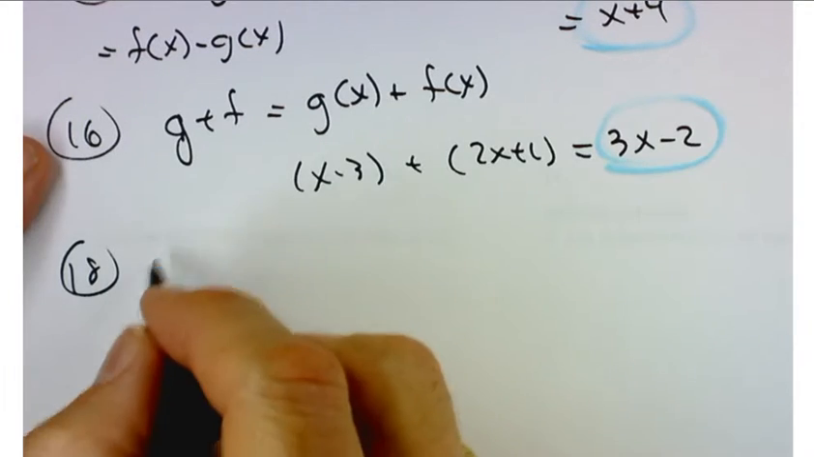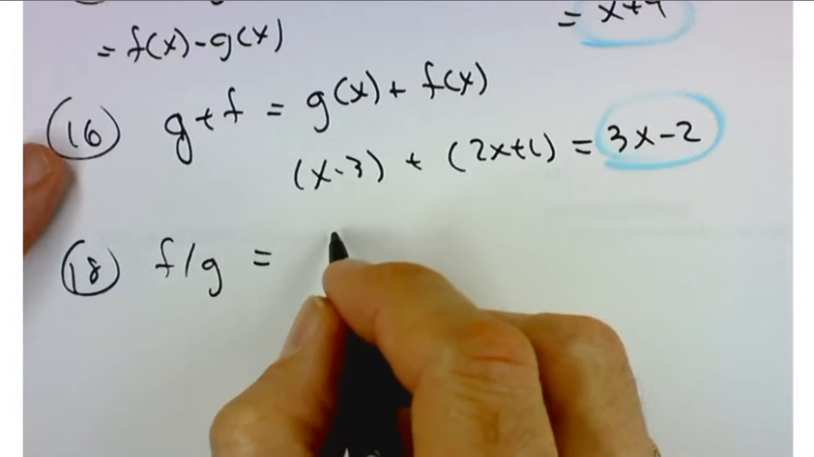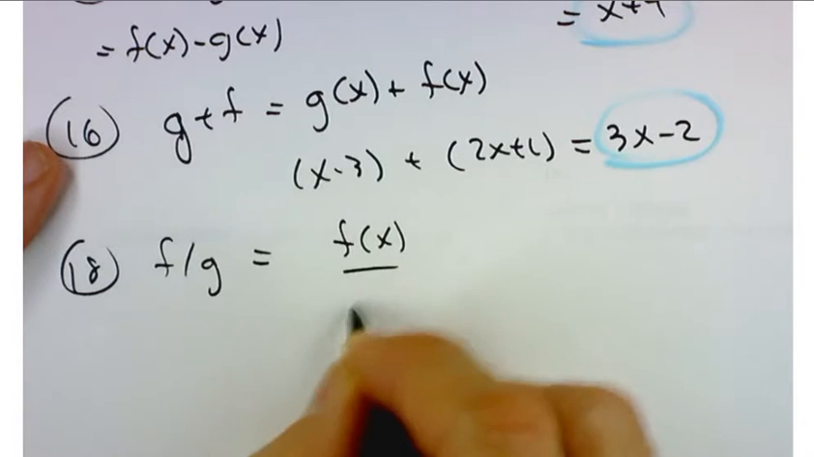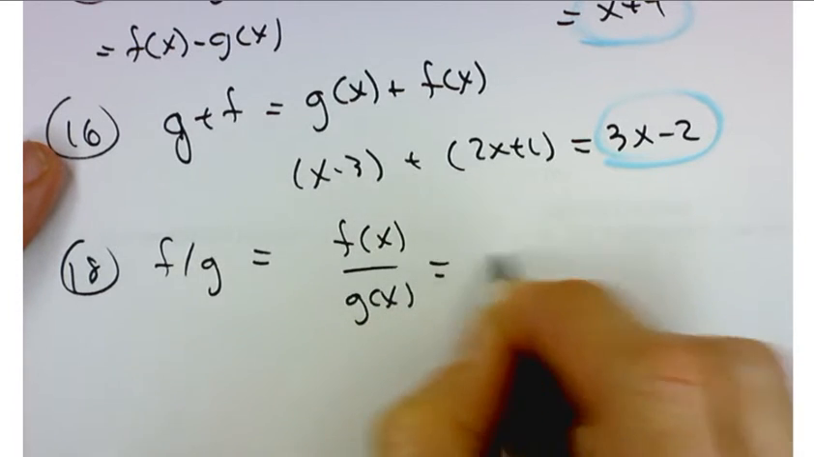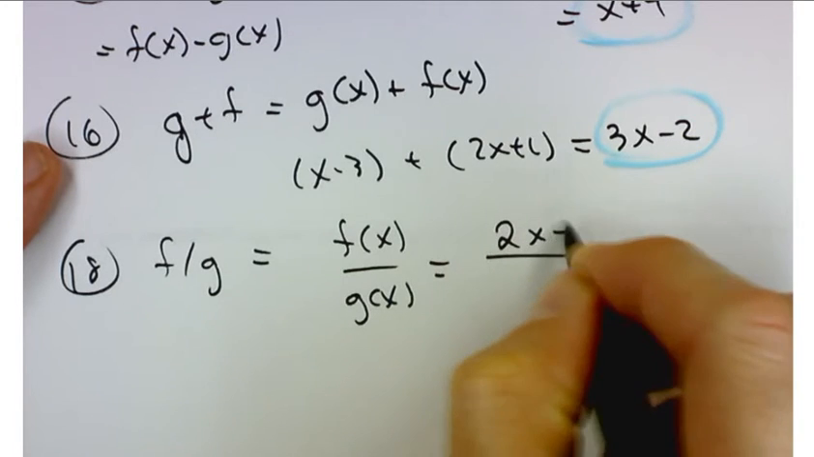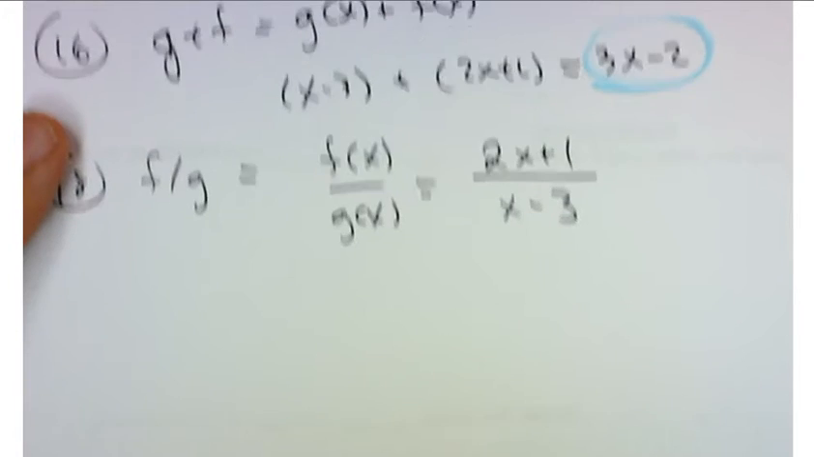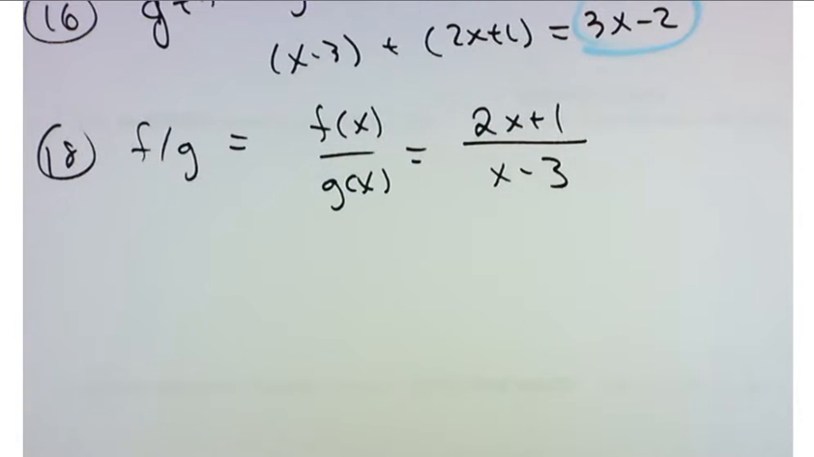Problem number 18, we do f divided by g. So f divided by g, that's really f of x divided by g of x. So that's 2x plus 1 over x minus 3. Now they do ask you for a little bit more in this series of problems, and I haven't bothered with it until now. But this is a good follow-up to section 10.5.